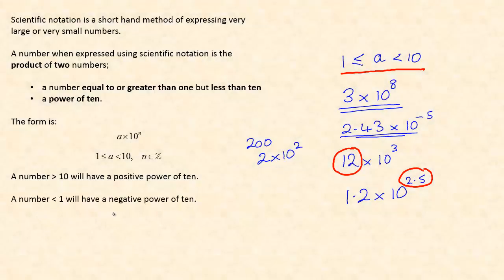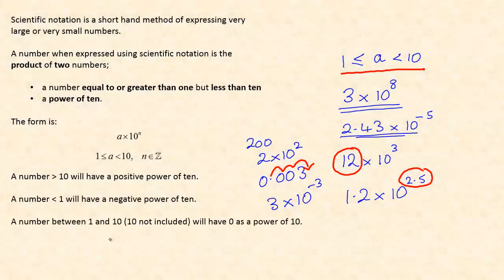A number less than 1 will have a negative power of 10. For example, 0.003 will be written as 3 times 10, and let's look where we need to move the decimal point to. So we moved it 3 places, so that would be 10 to the negative 3.